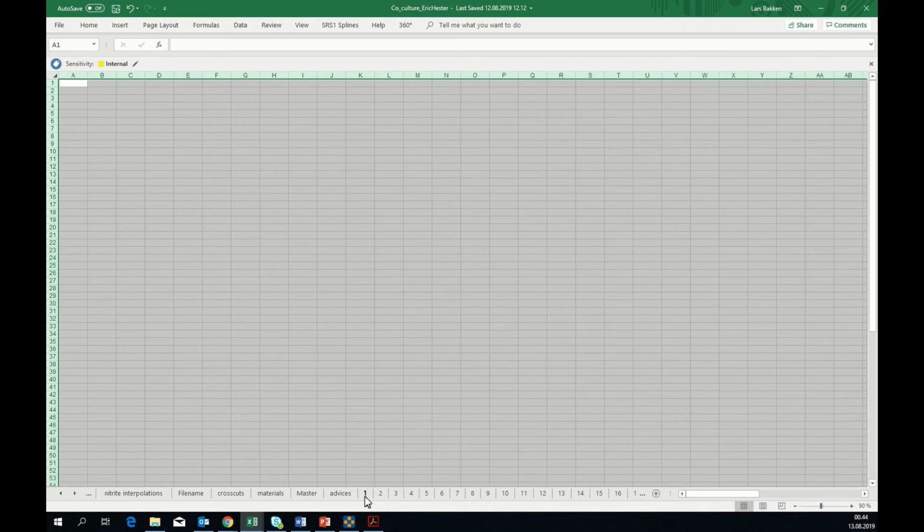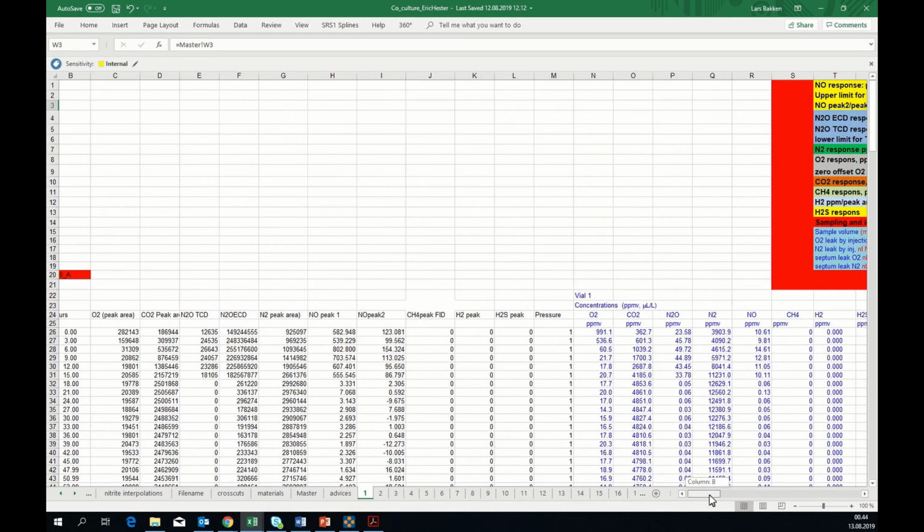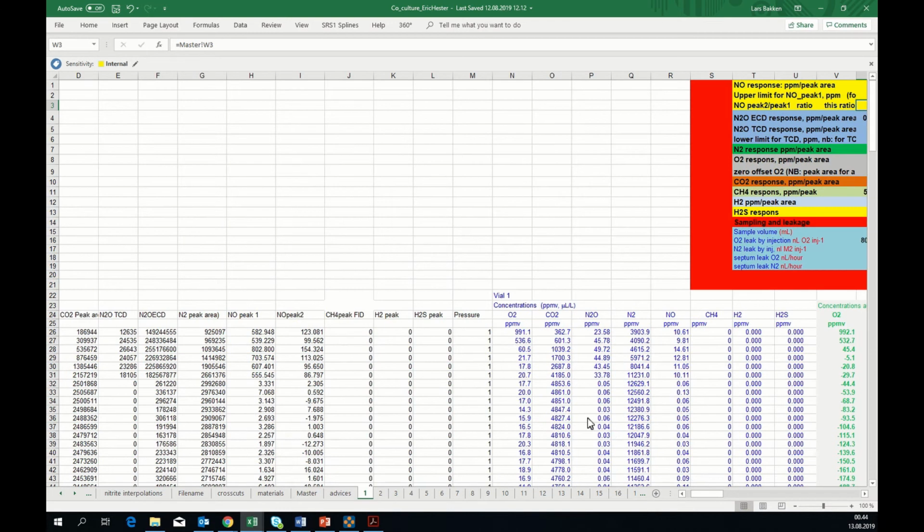And we can start with the calculations and look at vial number 1. What these individual sheets do is to extract the data from the raw file and sort it so that we get the right data for each vial into its place. So now we have the raw data in the first columns here, and then in the next columns we have the concentrations, the calculated concentrations in micromole per microliter per liter, or ppm.